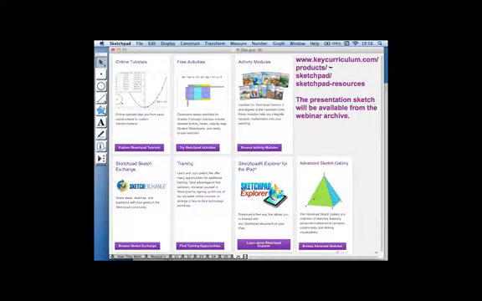And finally, these are the Sketchpad resources that are available to you. We have online tutorials that are free. We have a bunch of free activities, activity modules. Sketch Exchange is a wonderful resource. This is about all the training activities that are available. And this is actually an image from the web page at keycurriculum.com/products/sketchpad, Sketchpad resources.